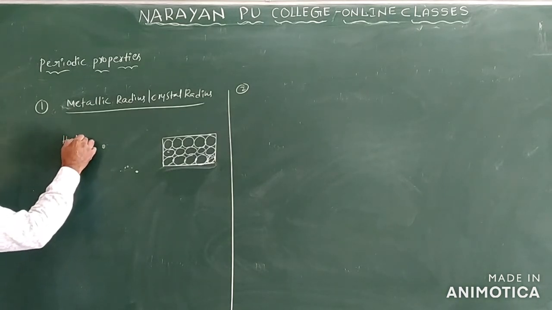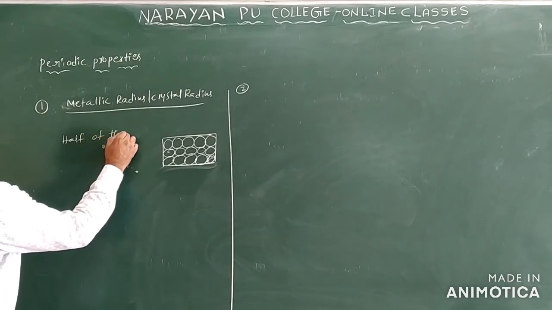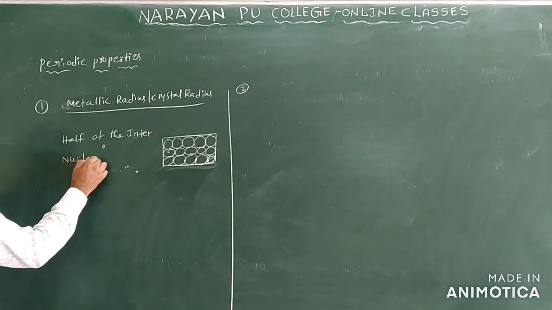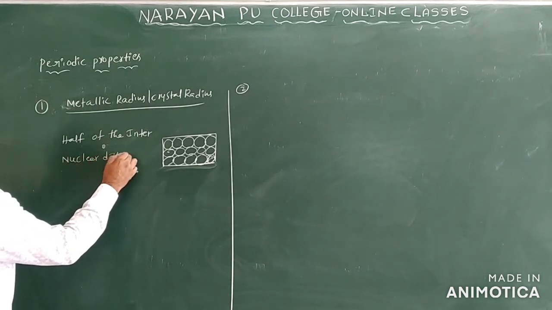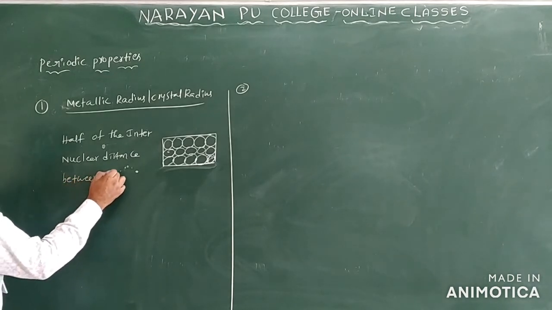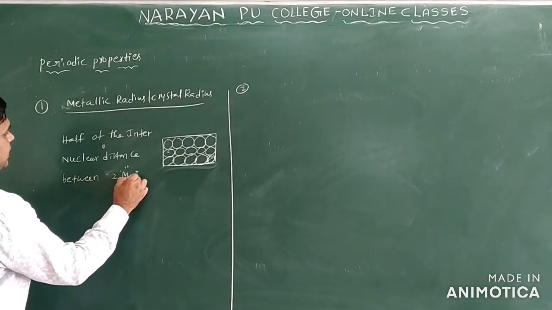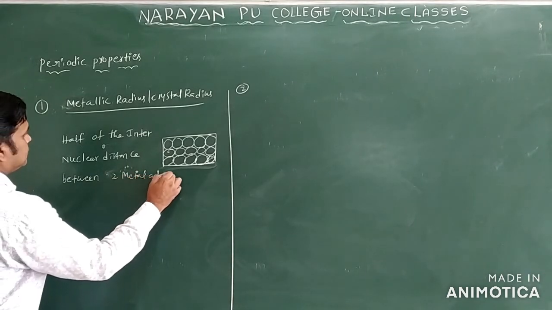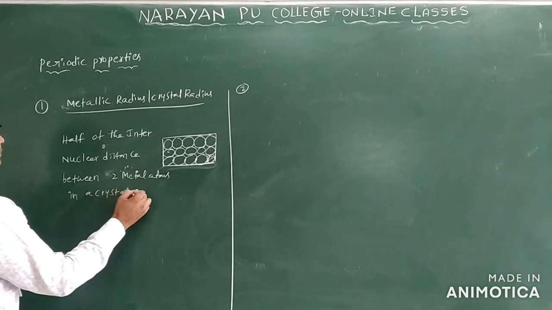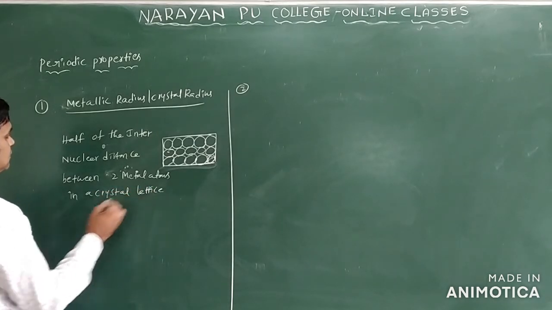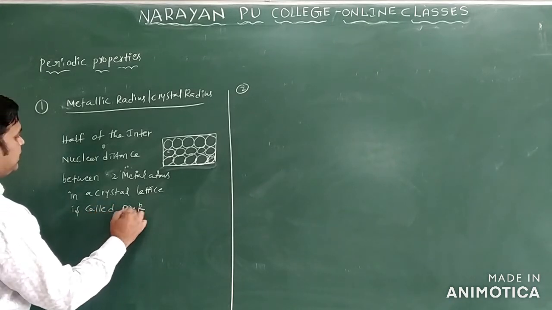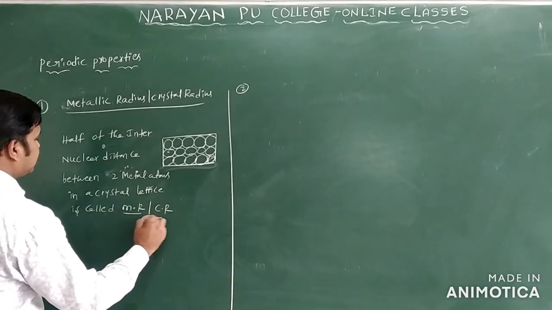Half of the internuclear distance between two metal atoms in a crystal lattice is called metallic radius, or you can say crystal radius.